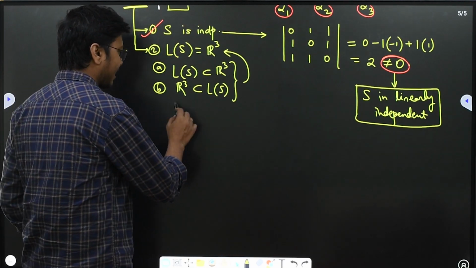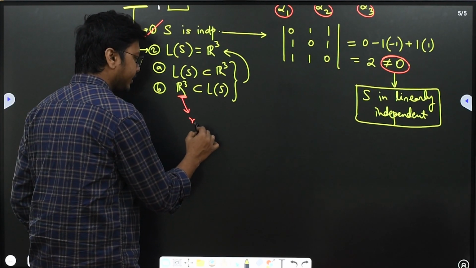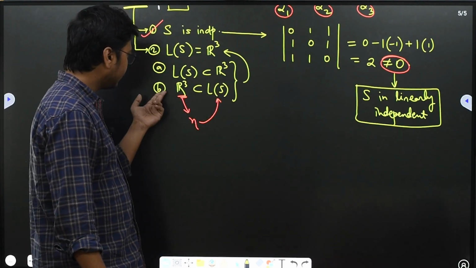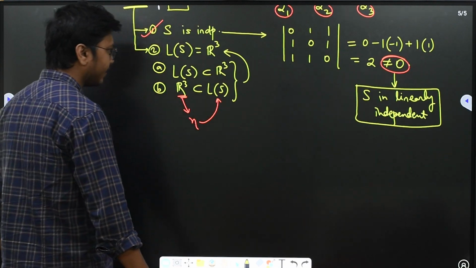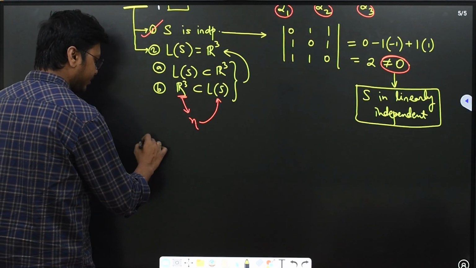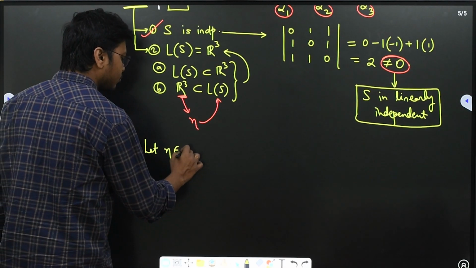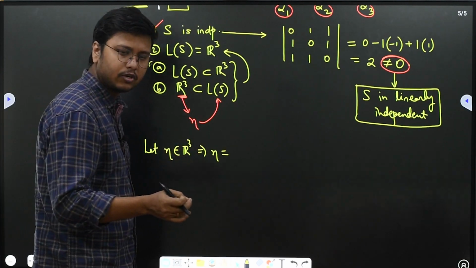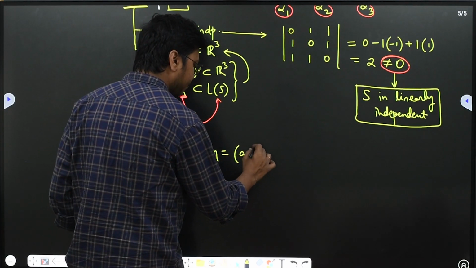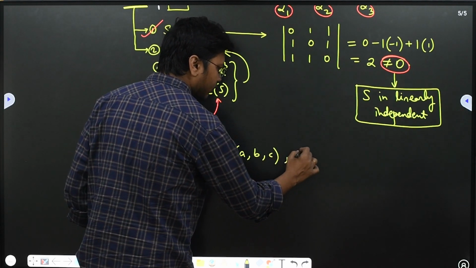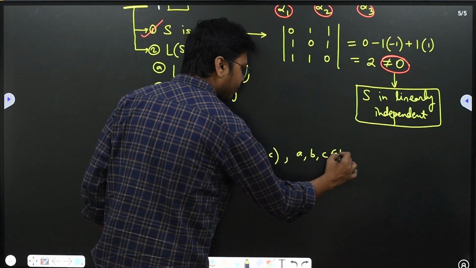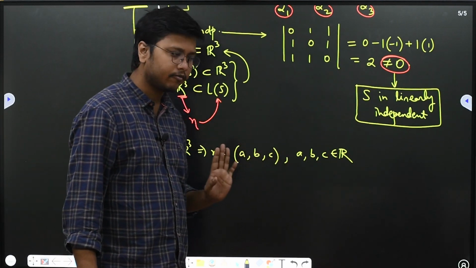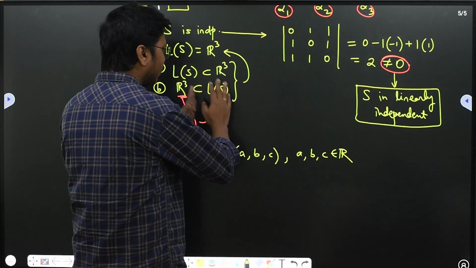So now how to show these things? Let me take a random element from R3, let's call it eta, and I would like to show it belongs to LS. Then I'll be able to prove the part B of number 2. So let eta belong to R3. That means eta would be some 3-dimensional coordinate. Let's call it A, B, C, where each of the elements A, B and C have been taken from real numbers, right? I want to show it belongs to L of S.